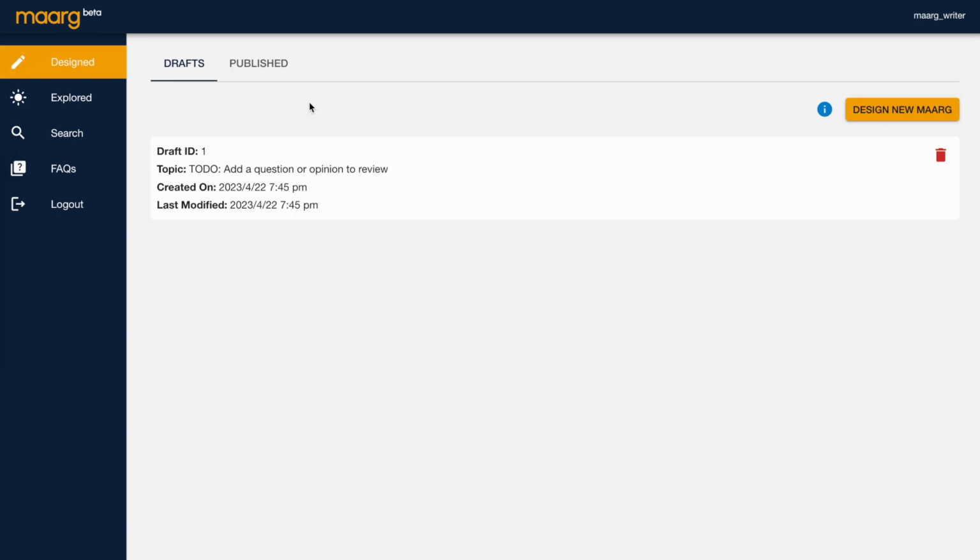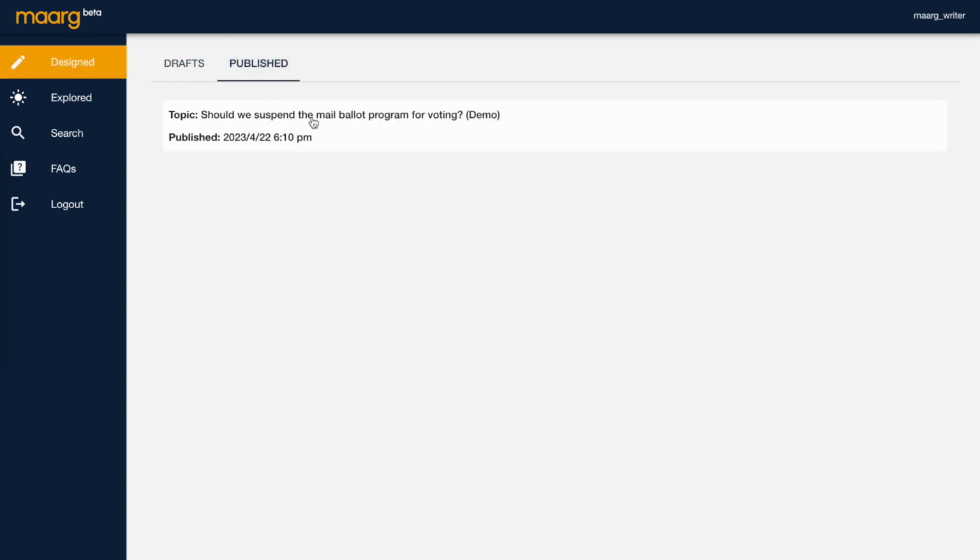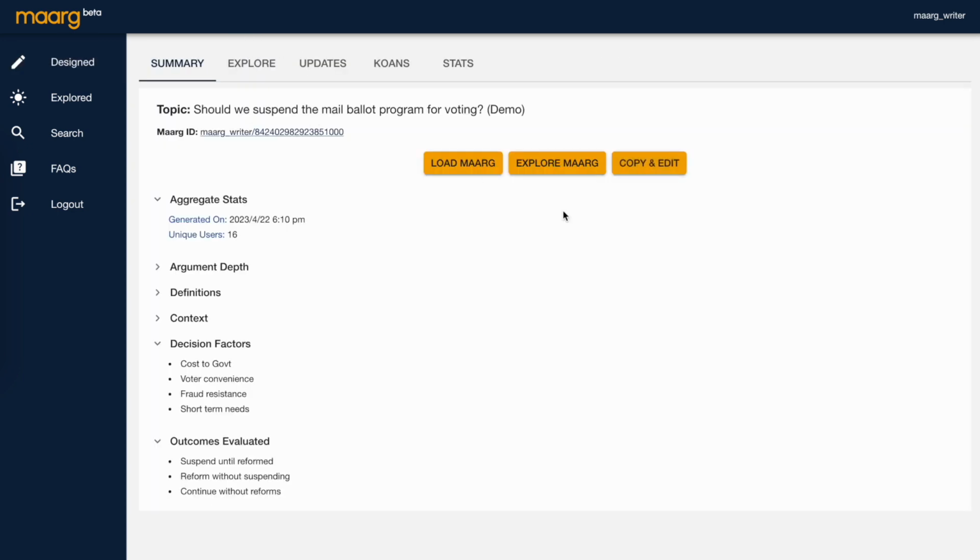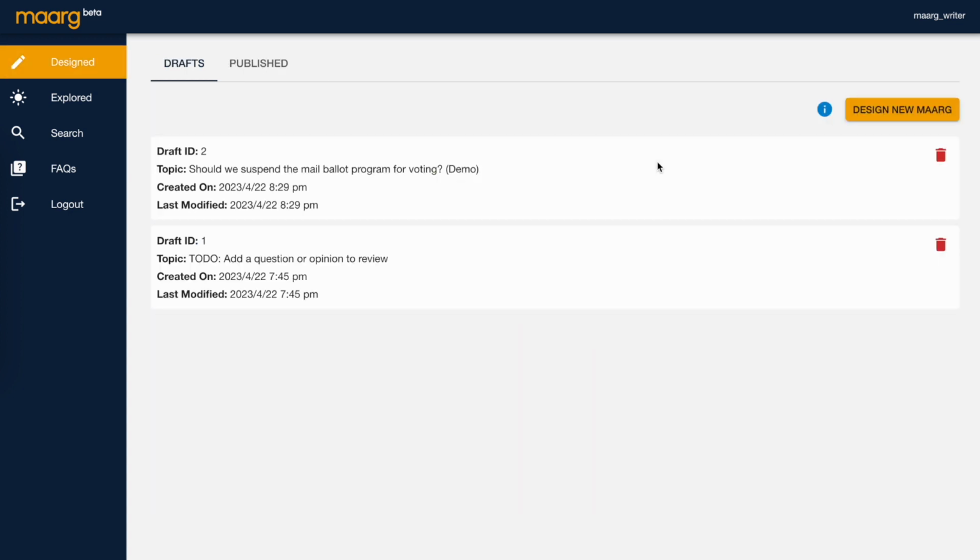But there is another option, which is editing an already published Maarg. So here we copy and edit, and you can see a new draft has been created. I wrote this demo Maarg that can be used as a reference, but do note that this demo is full of hypothetical arguments, and we do not endorse any opinions presented here.